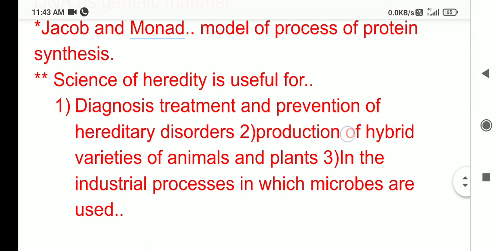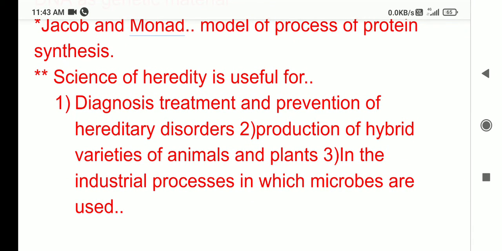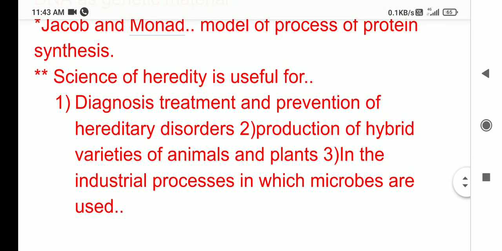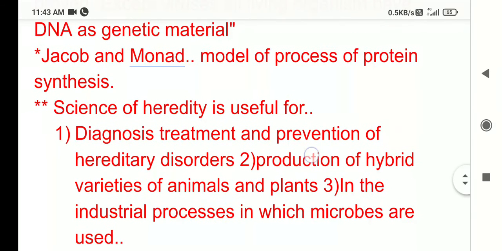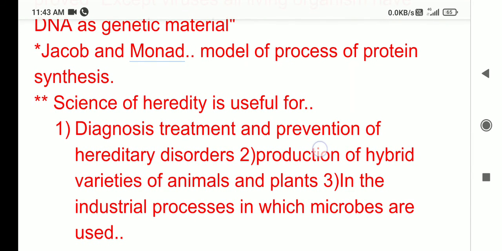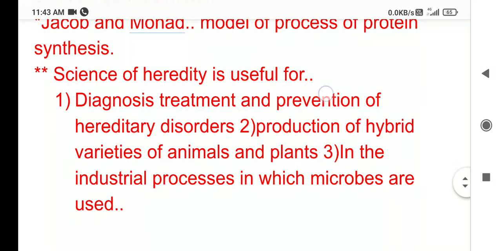And Jacob and Monod's model of the process of protein synthesis uncovered the codes for protein synthesis which were hidden in the DNA. DNA मध्ये प्रोटीन सिंथेसिससाठी कोड लँग्वेज मध्ये इन्फॉर्मेशन असतात. These were uncovered by Jacob and Monod's model of the process of protein synthesis.